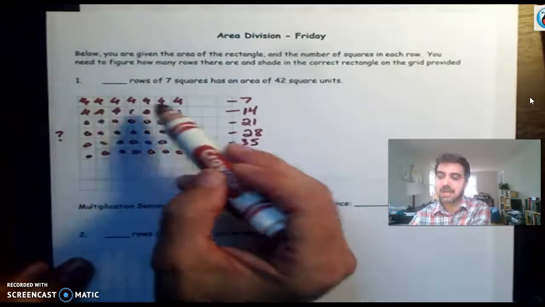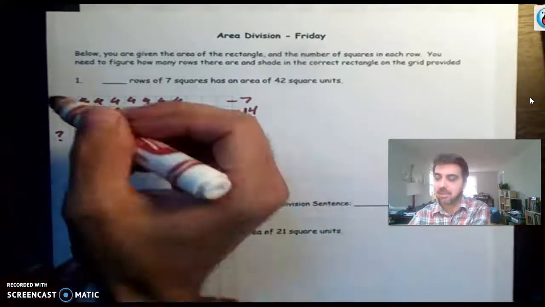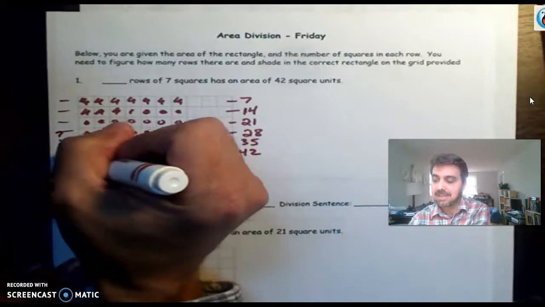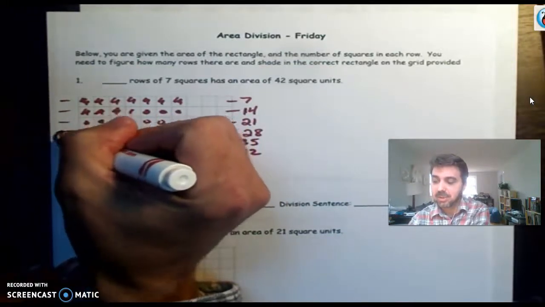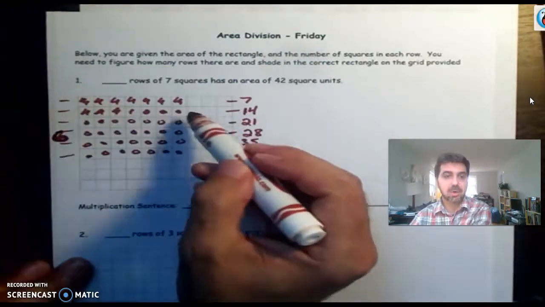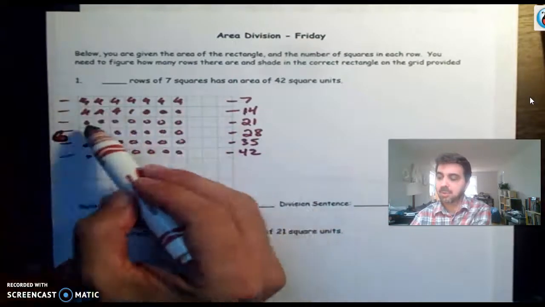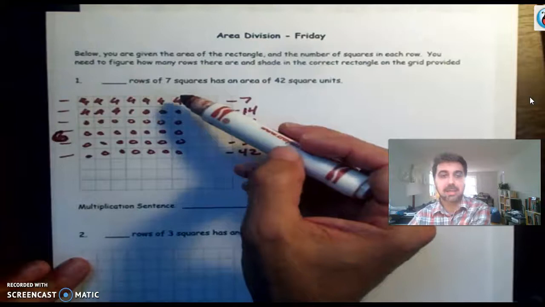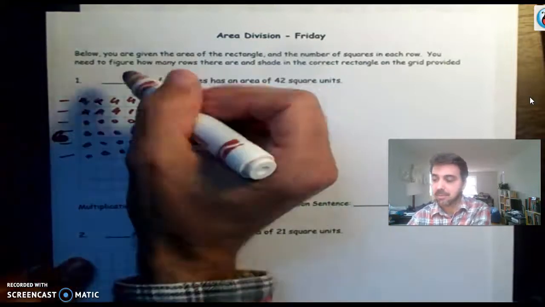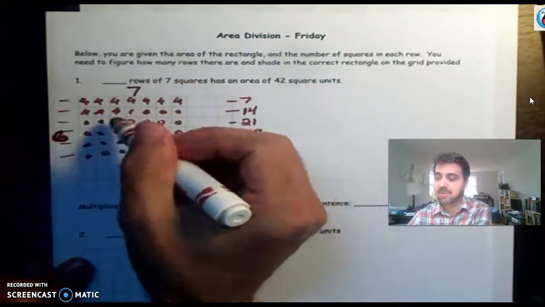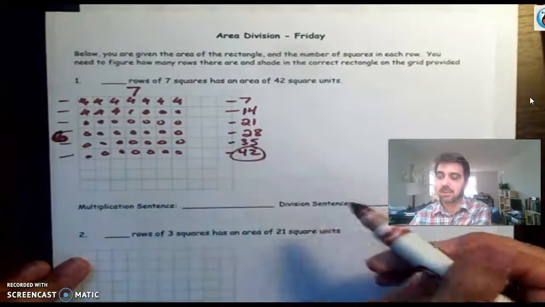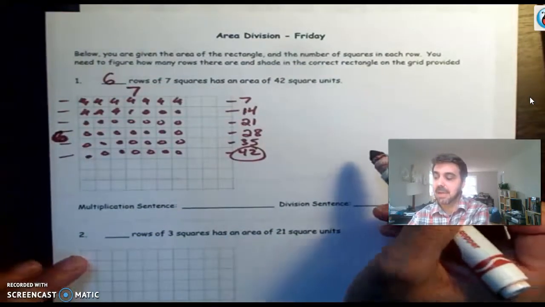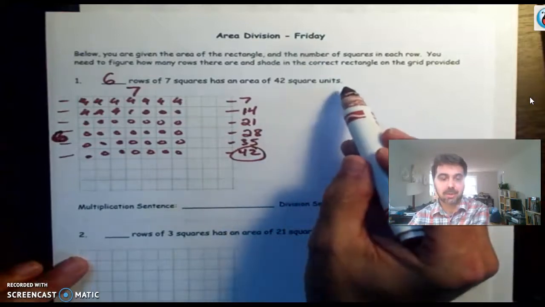We have 7 in each row. So how many rows do we have? We have 1, 2, 3, 4, 5, 6 rows. So that should be a 6. So 6 rows, 1, 2, 3, 4, 5, 6, with 7 in each row. 6 times 7, 6 rows of 7 gives us 42. Okay, so we have 6 rows of 7 has an area of 42 square units.